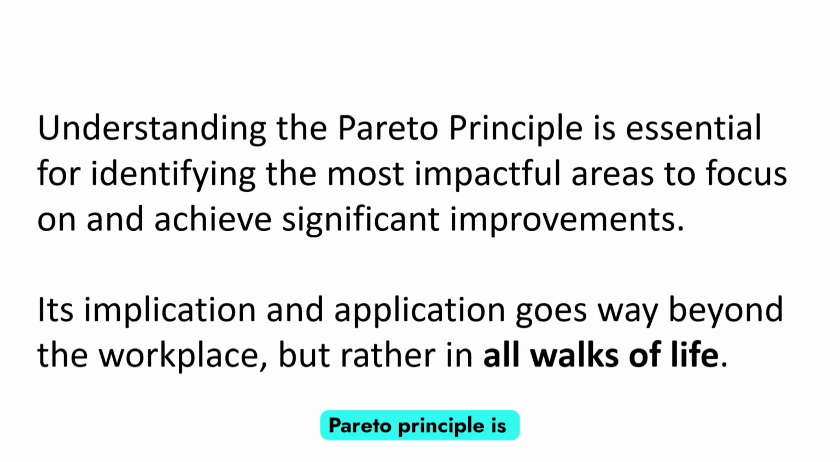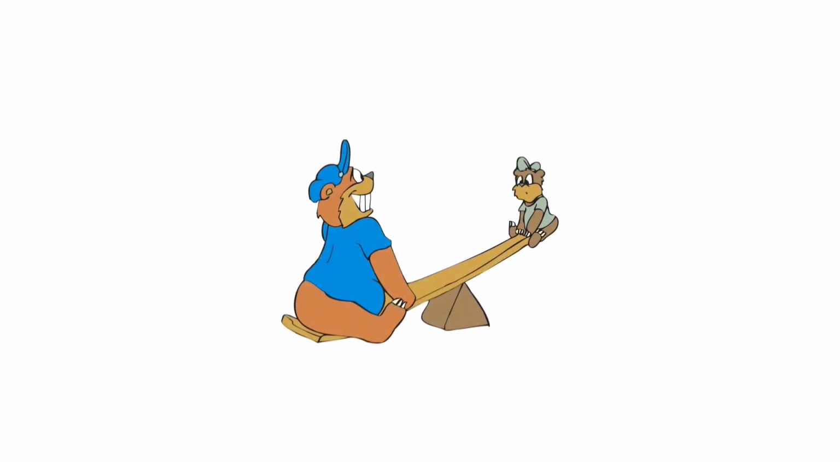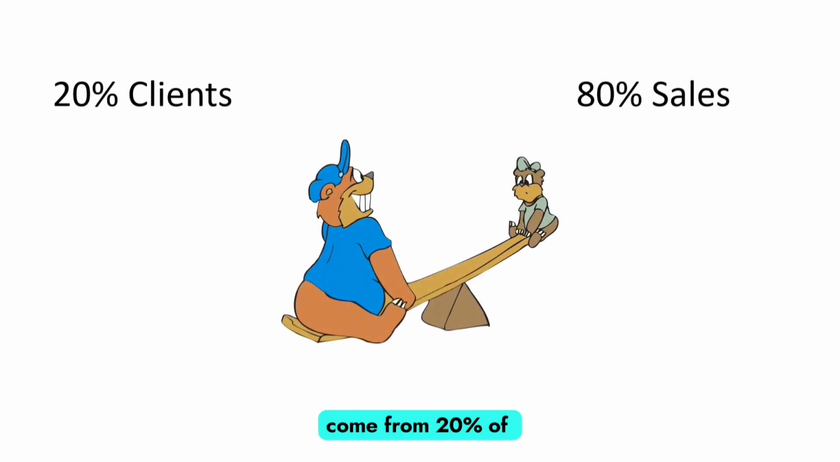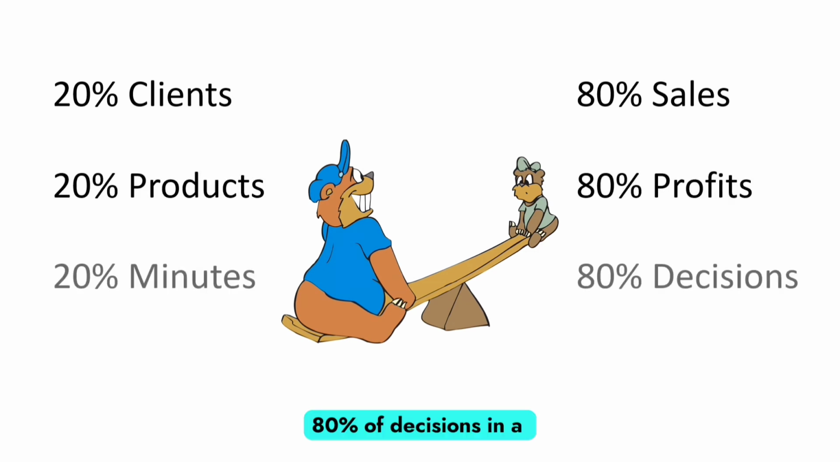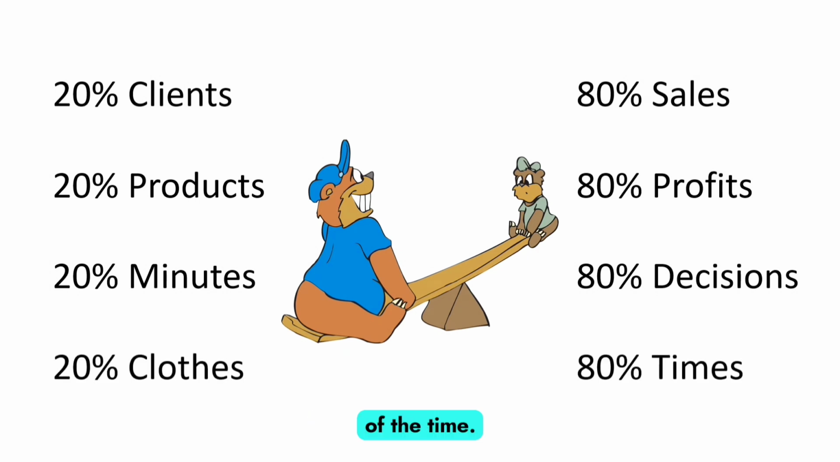Understanding the Pareto principle is essential for identifying the most impactful areas to focus on and achieve significant improvement. Its implication and application goes way beyond the workplace, but rather in all walks of life. 80% of your sales come from 20% of your client. 80% of your profits come from 20% of your products or services. 80% of decisions in a meeting are made in 20% of the time. Also, you wear 20% of your clothes 80% of the time.